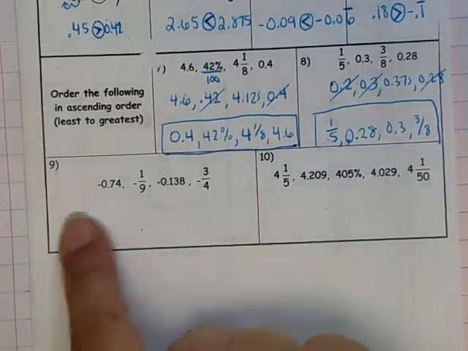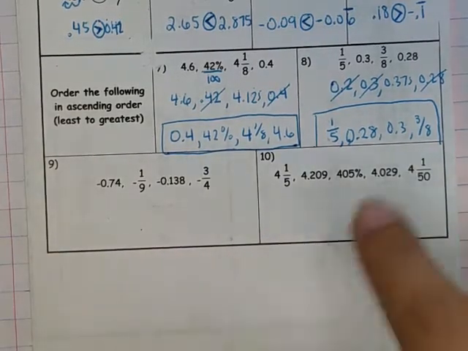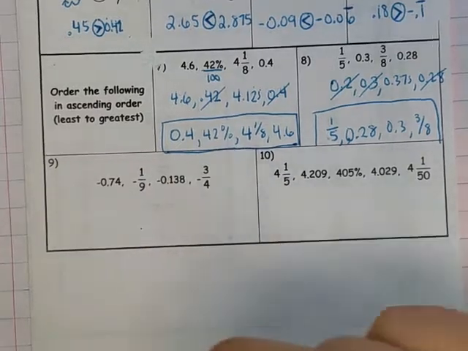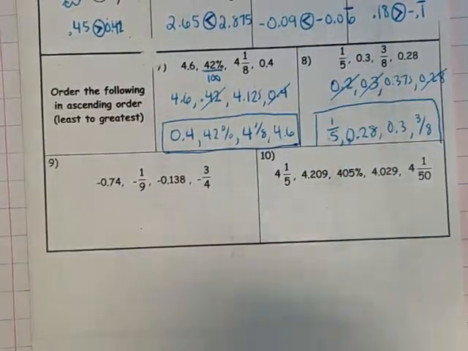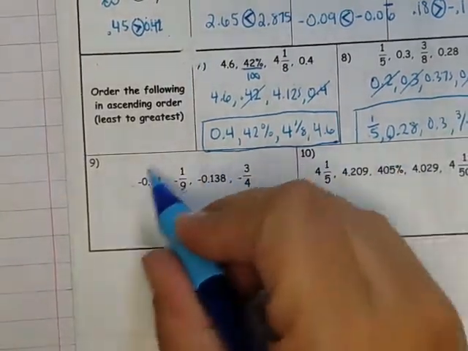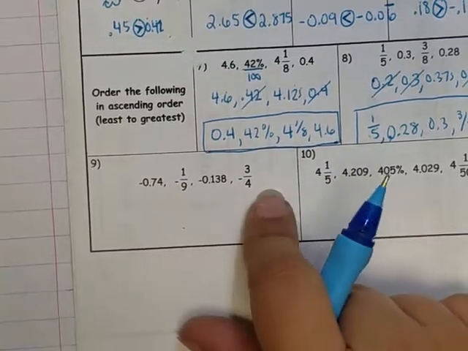Okay. This is going to be a challenging one because these are all negatives, so you have to think the opposite of what we normally would with positives. So remember, the bigger the negative value, the further away it is from 0, the smaller the number actually is. So let's go ahead and change these all to decimals. This one's a decimal, that's a decimal, so we really only have to change these two.